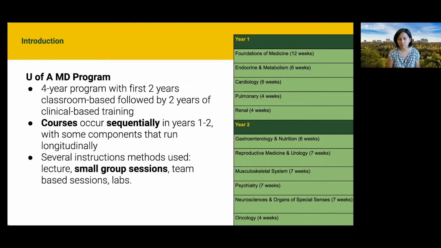So the MD degree program here at the U of A is a 4-year program, and the way it works is your first 2 years are based in the classroom, and our courses occur sequentially. So they do all of a single course, followed by the next one, followed by the next one, rather than, say, a traditional bachelor's degree where you're taking a course load of 3 or 5 courses over the term, right? So everything's done in a sequential fashion.